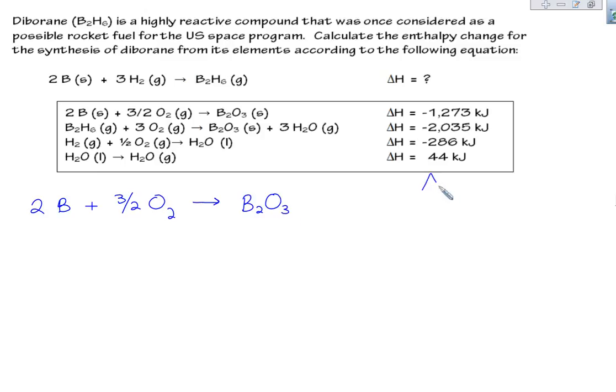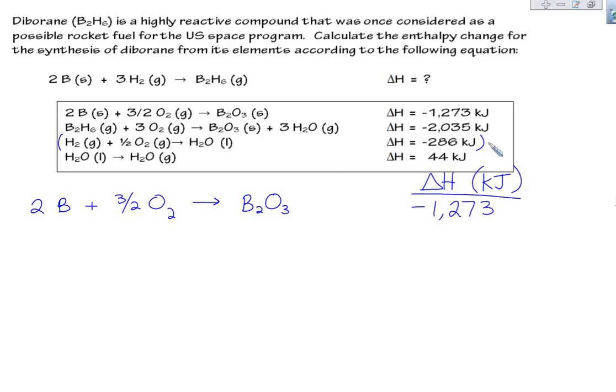Okay, so delta H. These are in units of kilojoules. We're using that straight up. Negative 1,273. Okay, so I have the boron. Let's just move on. Let's see if we can get the 3 hydrogen. Well, the only place that I see hydrogen is maybe this guy, the second step. I want 3 of them.